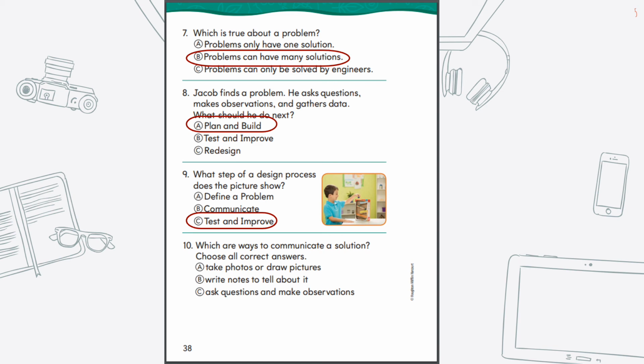Which are ways to communicate a solution? Choose all correct answers. A, take photos or draw pictures. B, write notes to tell about it. Or C, ask questions and make observations. Let's look at the correct answers. It's A. We take photos and draw pictures of the solution so that others can know what solution we came up with for an existing problem. And B, we write notes to tell about it.